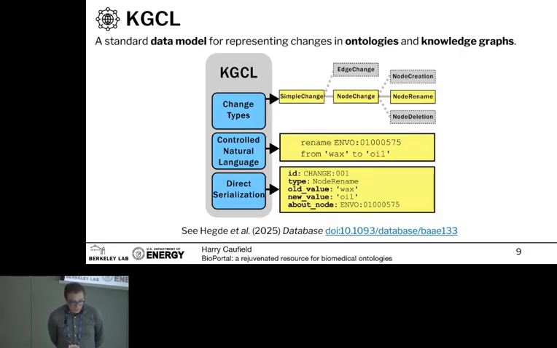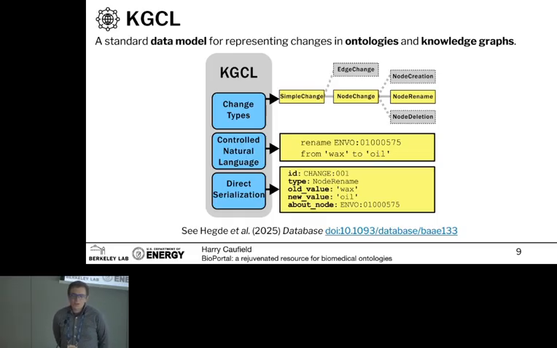So KGCL, or the Knowledge Graph Change Language, actually has its own paper. It's linked there below. But in brief, this is a data model for representing the kinds of changes that you'd see in ontologies and knowledge graphs. And you may be wondering, okay, wait a second, I thought BioPortal was an ontology resource. Why are you talking about something that changes knowledge graphs? And part of the reason here is that this is more of a general framework for describing changes in hierarchical or relation-based knowledge in general.